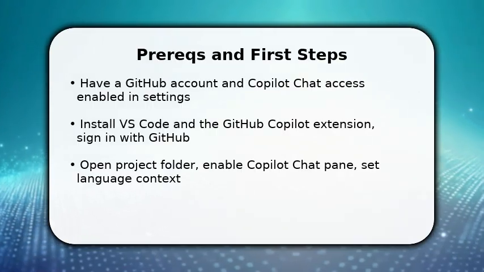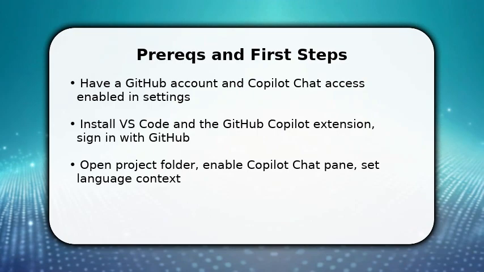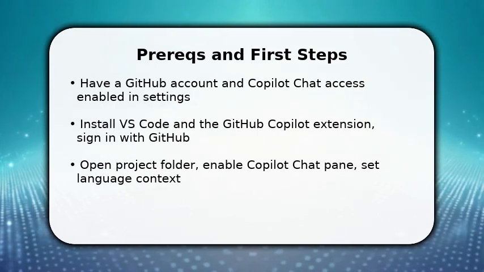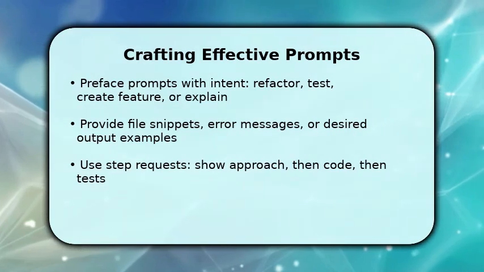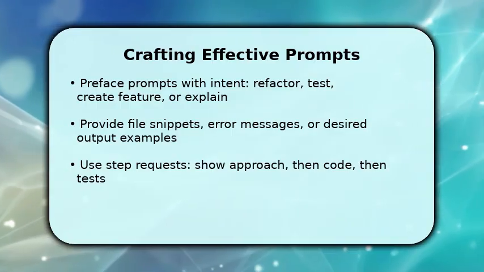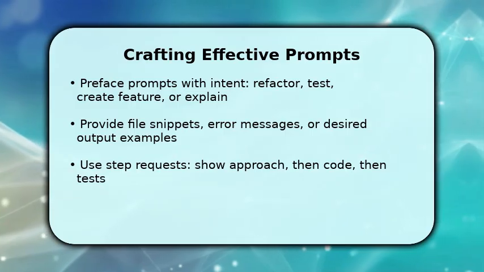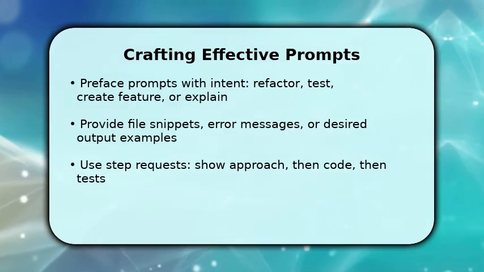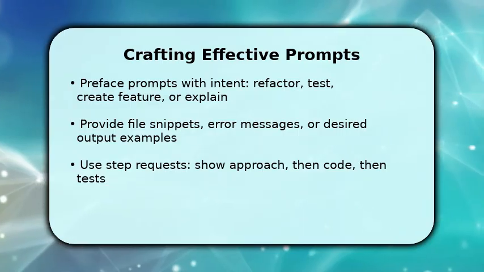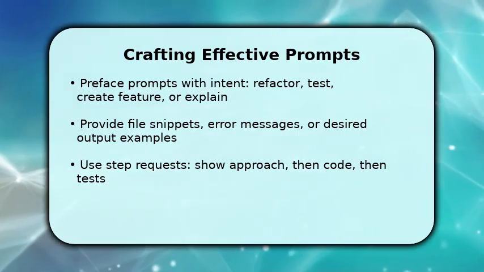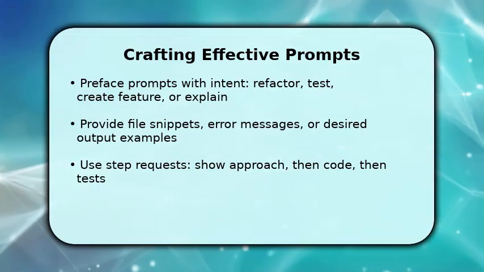Now you have the baseline. The tool is connected and ready for targeted contextual assistance. You now focus on how to ask. Start each prompt with a clear intent, say refactor or add feature, because Copilot Chat prioritizes actions. Then paste a relevant snippet or error so it knows the exact context. This reduces hallucination and speeds accurate replies.